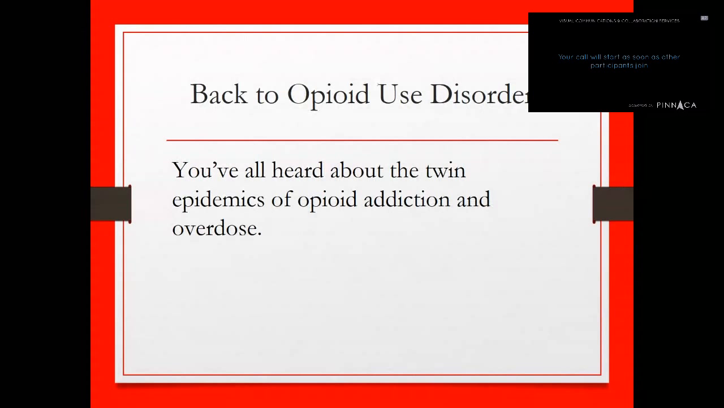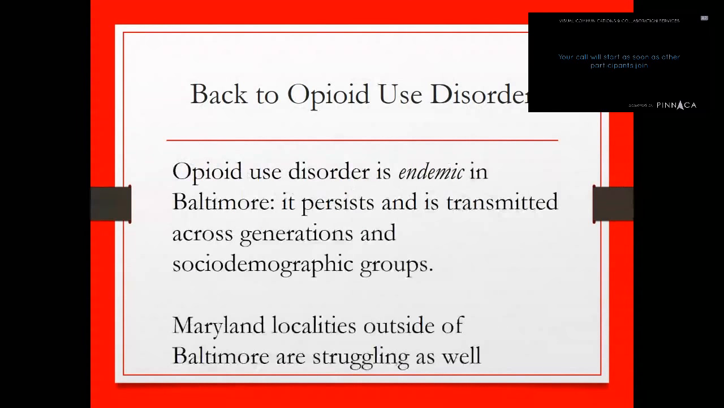So we've all heard about twin epidemics of opioid addiction and overdose. Here in Baltimore, where I work, opioid use disorder is endemic. It's been transmitted across generations. It's been persistent. The rates of opioid dependence here are significantly higher than in other places. But other localities in Maryland, I'm sorry to say, seem to be catching up. And areas that were previously not touched seem to be increasingly embroiled in these twin epidemics.